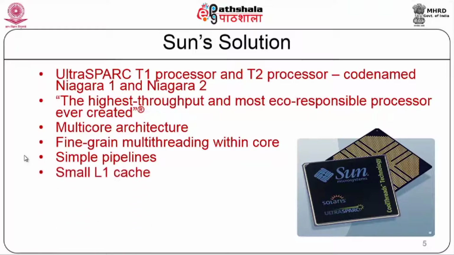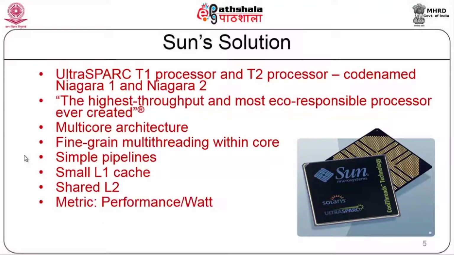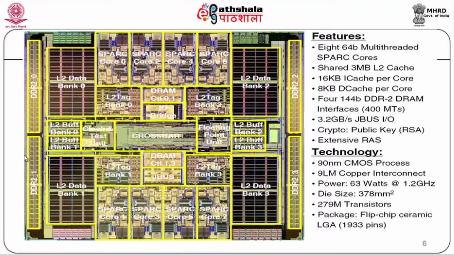As against complicated or deep pipelines which try to exploit ILP too much, here we have very simple pipelines. There is a small L1 cache, there is a shared L2 cache, and the main metric was performance per watt. People were only interested in the performance per watt. This shows you the die of the UltraSPARC T1.